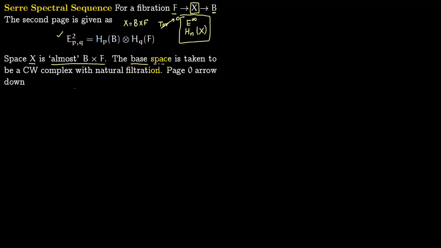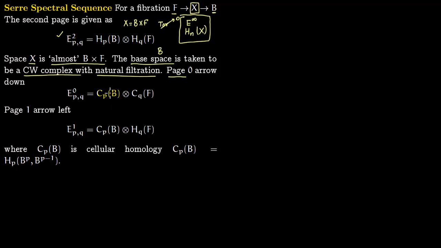So as I said before, our base space B is taken to be a CW complex with a natural filtration. So let us see what page 0 would be. On page 0, you just take the tensor product of the base space with the fiber. So this is page 0. But what are the arrows on page 0? Notice that our formula is minus r and r minus 1. So on page 0, this is 0, minus 1. So the arrows are going 1 down.